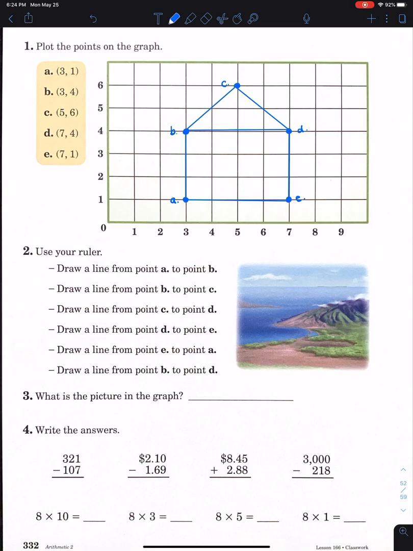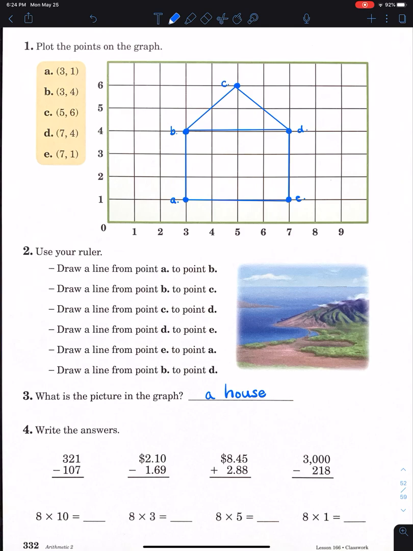So I just answered number 3 for you. What is the picture in the graph? It is a house. All right. Go ahead, pause the video and record your answers for number 4, and then play the video to see if you got them correct.